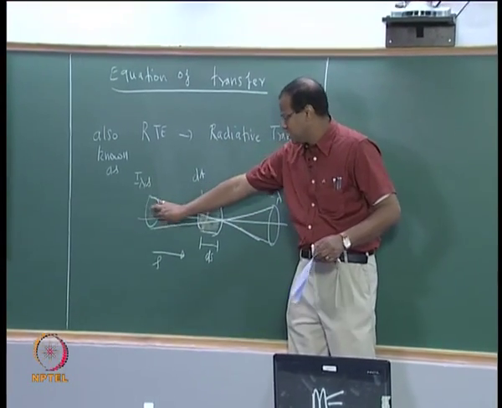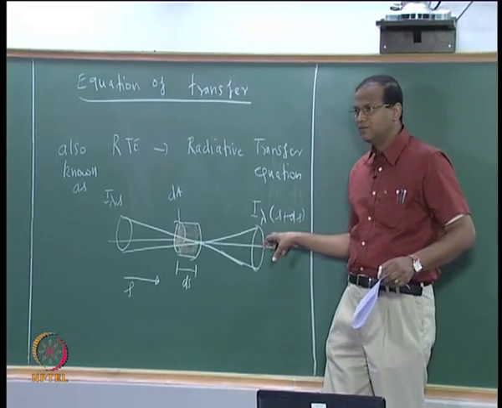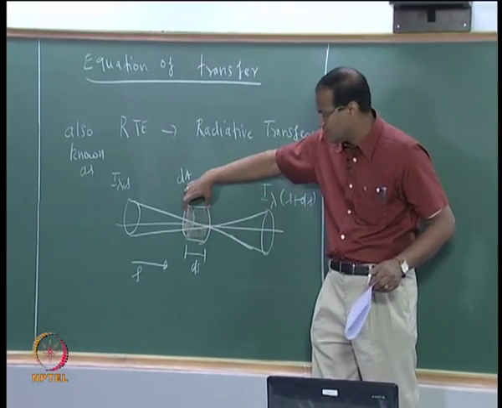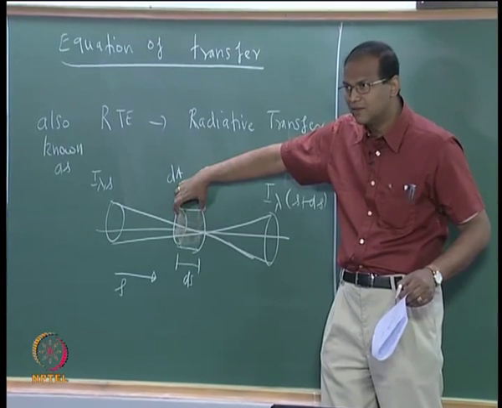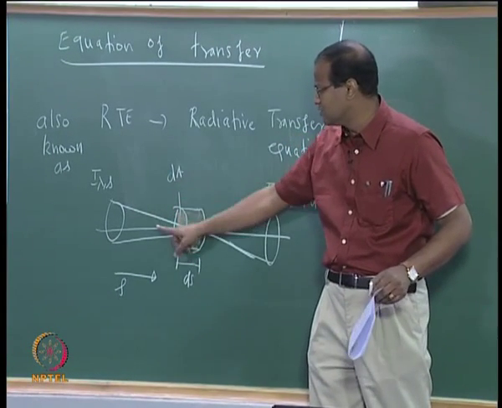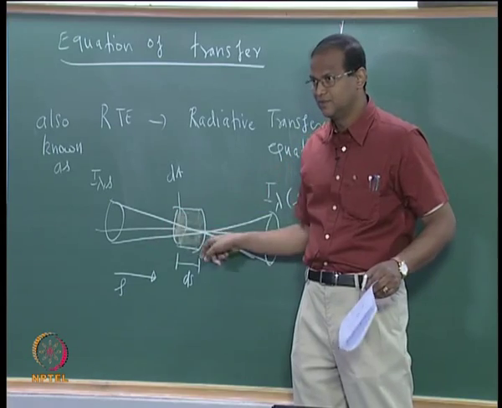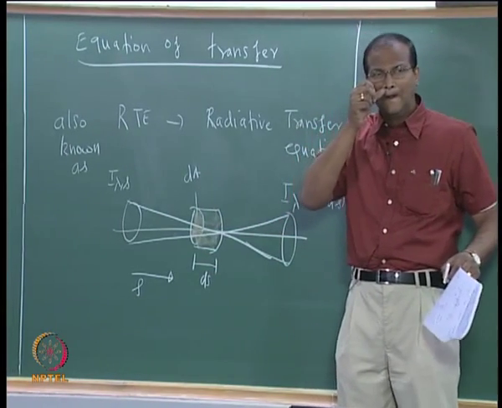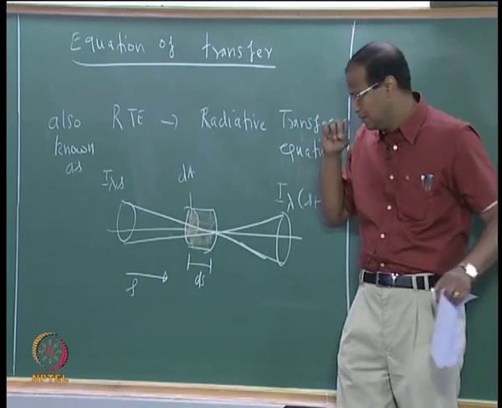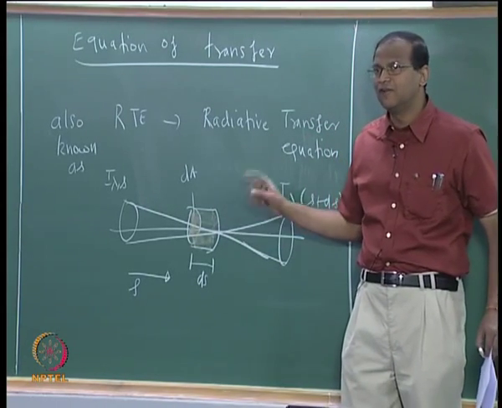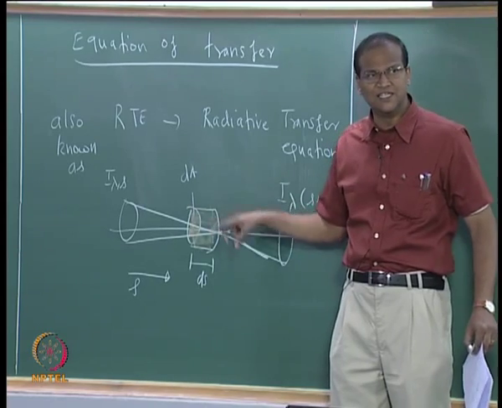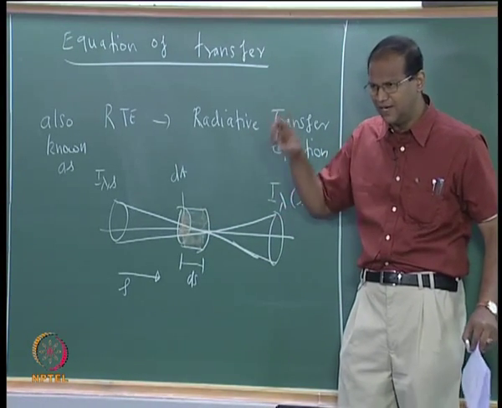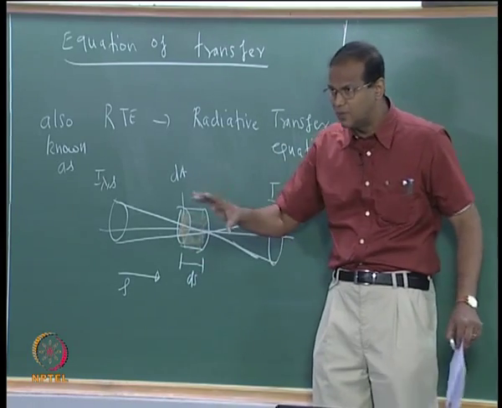So some I lambda is coming in and it is going out. It is basically going through a distance ds. The area dA is normal to the direction S. The radiation is traveling in a direction normal to the area. Now we are trying to find out the rate of change of the intensity of the radiation when it is passing through this gas volume.